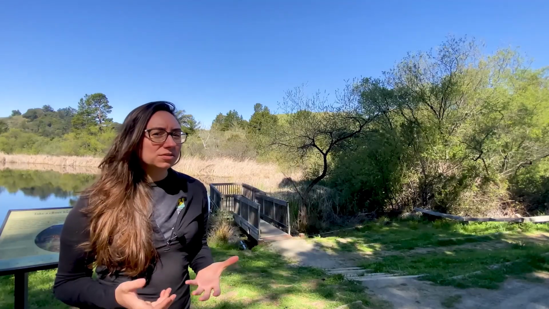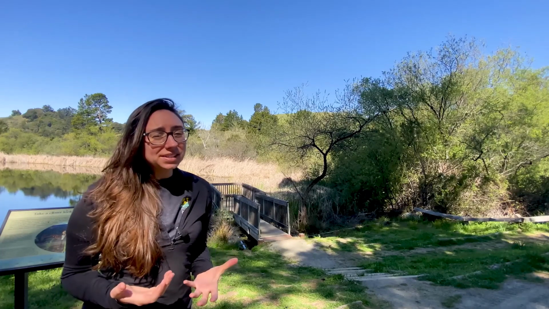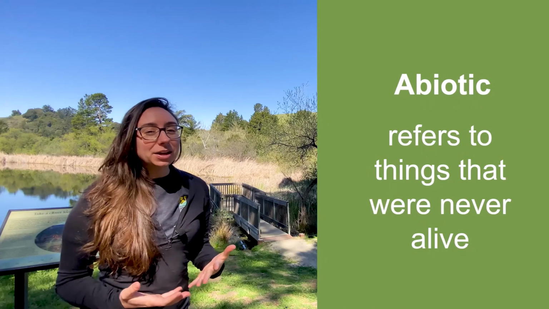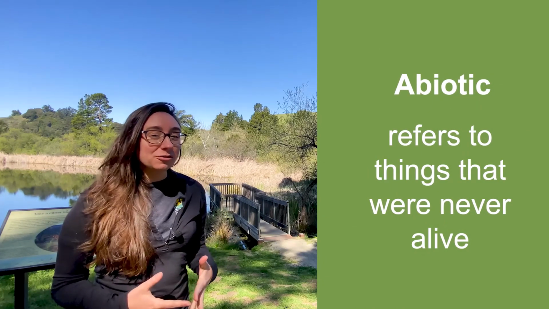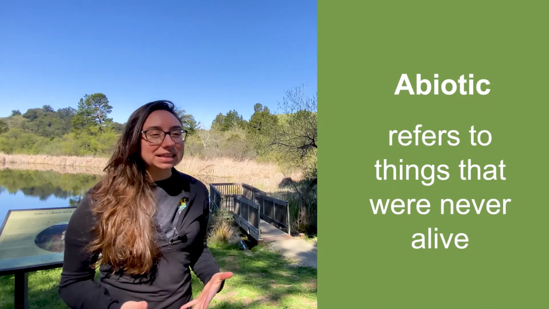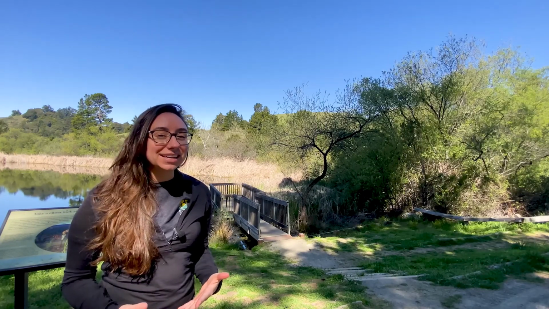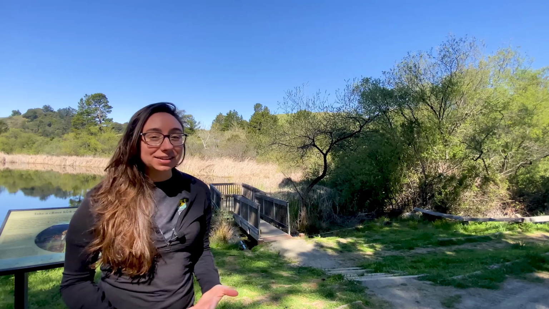So if the scientific word for living things is biotic, what's the scientific word for non-living things? That would be abiotic. Abiotic refers to things that were never alive, but can still have an impact on living things. Some cultures believe that all things are alive because everything is connected and can impact life. Water, temperature, and elevation are examples of abiotic things that determine what living things can thrive in an ecosystem.